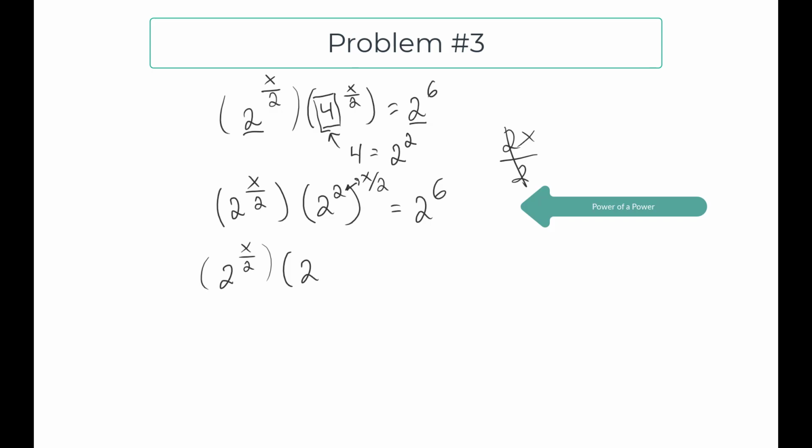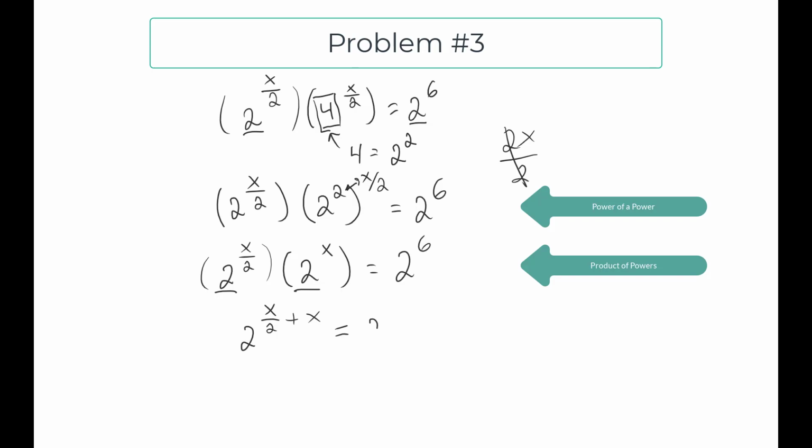So the 2's will just cancel out, and I'm left with 2 to the power of x, which is equal to 6. And now I have the same bases being multiplied together with different exponents. So this will be our product of powers rule in which we add our exponents. So I should get 2 to the power of x over 2 plus x. Whoops, this is 2 to the 6th power is equal to 2 to the 6th power. And now we can see that we have the exact same bases on both sides, and the only way that this statement can be true is if our exponents are equal. So let's go ahead and just set our exponents equal to each other, and we'll have x over 2 plus x is equal to 6.